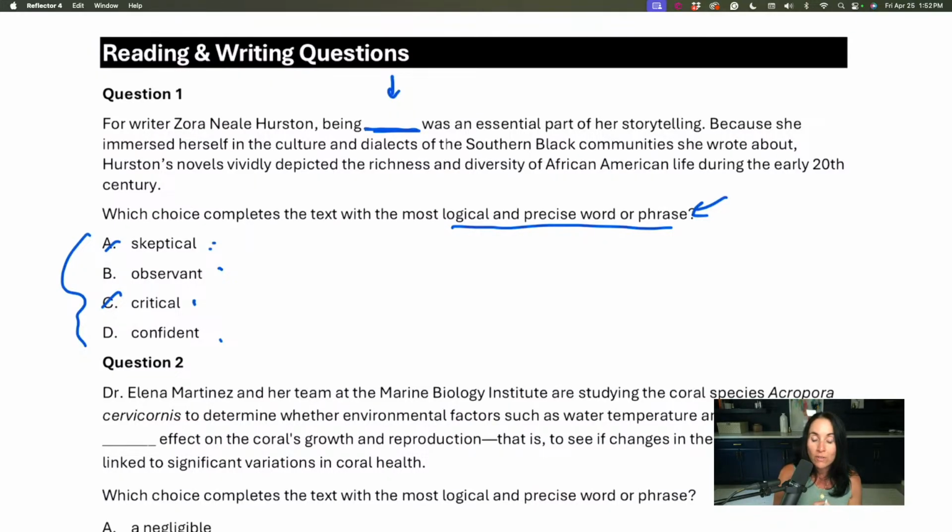We always want to cross off or be cognizant of things that are too similar. There's only one correct answer, either A, B, C, or D. So anything that's too similar can normally be eliminated. So let's have a look right here.